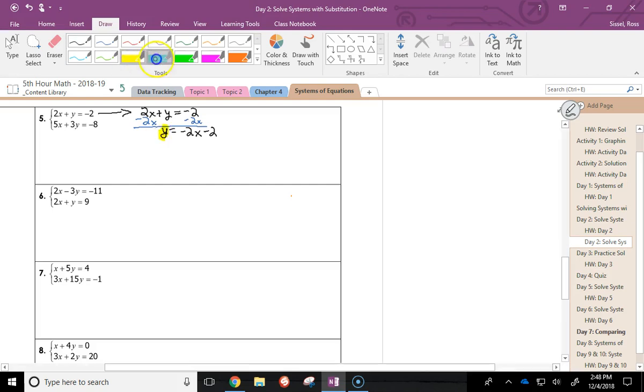Here's a y, and this is my substitution that I will put in. I'm going to substitute negative 2x minus 2 for y. I look at my second equation, and y was right there. So I'm going to take my equation, 5x plus 3, and instead of y, I'm going to say negative 2x minus 2 equals negative 8.